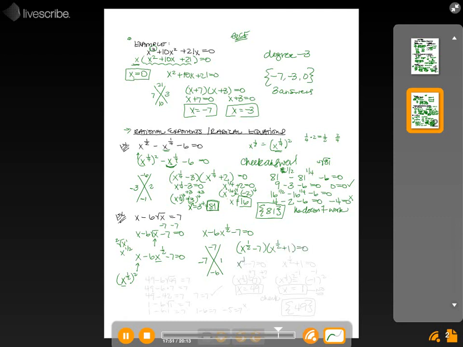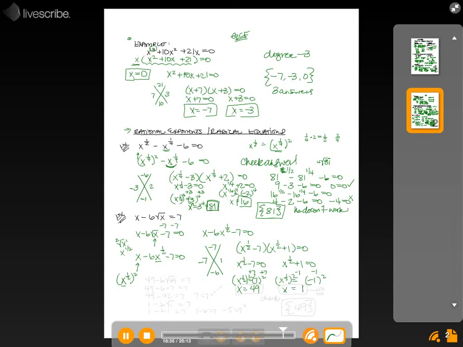Pull them apart. X to the 1/2 minus 7 equals 0. X to the 1/2 plus 1 equals 0. Add 7 to both sides. X to the 1/2 equals 7. We have to square that to get rid of our exponent. 1/2 times 2 is going to be 1, so we get x equals 7 squared, which is 49. Do the same thing on the other one. Subtract 1. X to the 1/2 equals negative 1. Square both sides. So x equals negative 1 squared, which is positive 1.